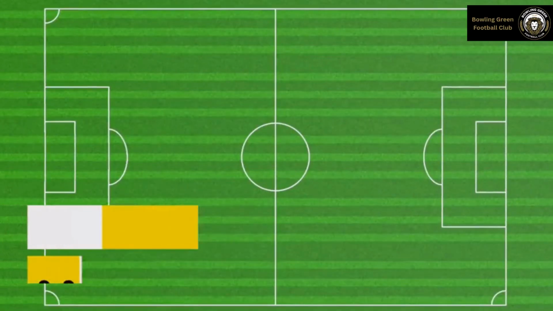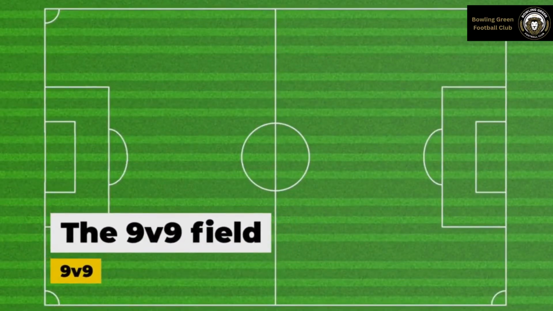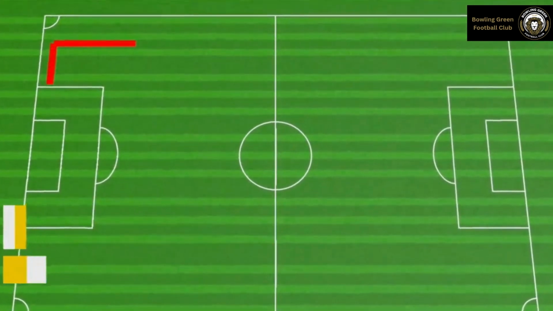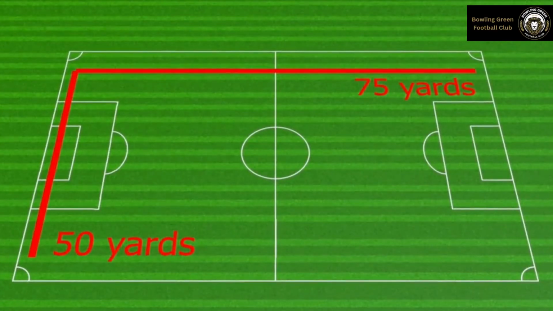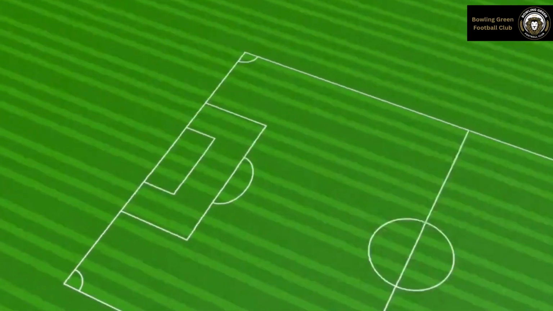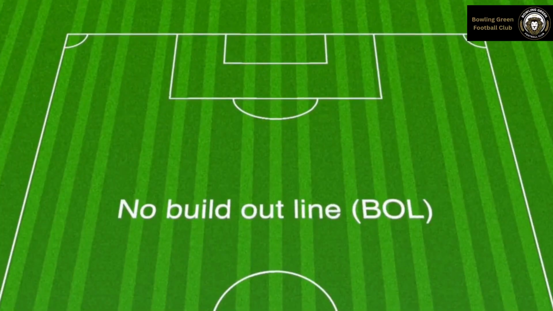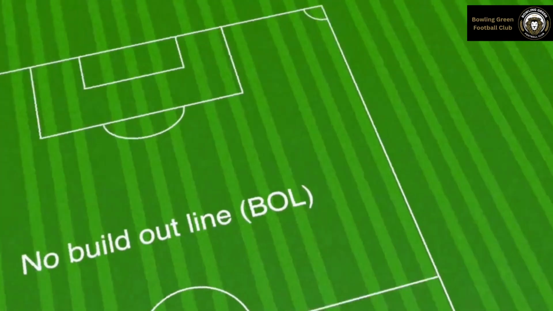So now we know what a formation is, we need to understand the field we're playing on. The 9v9 field looks like a regular sized field but just a little smaller. The dimensions are roughly 75 yards long and 50 yards wide, with the goals also smaller in size compared to an 11v11 field. There is no build-out line at 9v9, so players must learn how to play out the back with no restrictions on how close the opposing team can begin their press.